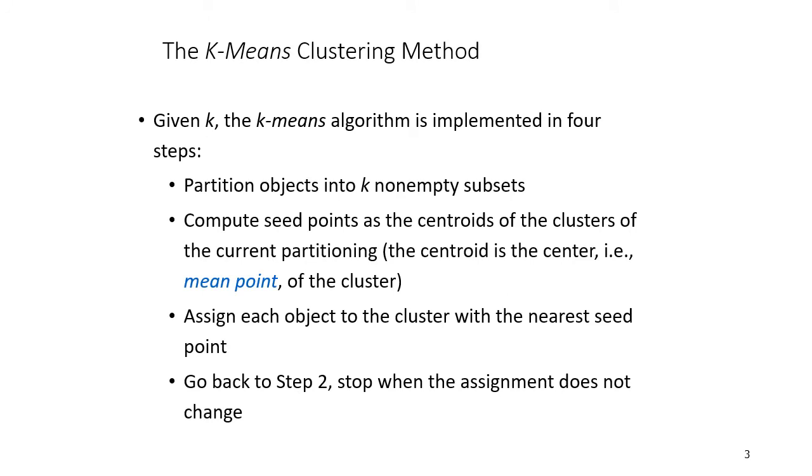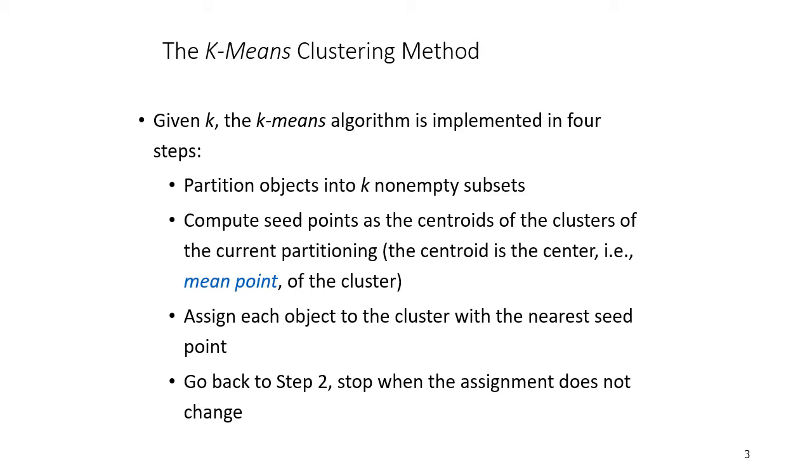Now we talk about the k-means clustering algorithm. For k-means, the value of k is given, and k refers to the number of clusters. Our algorithm is implemented in 4 steps. First, we partition objects into k non-empty subsets. Then we compute seed points as the centroid of the clusters of the current partitioning, and we refer to them as the mean points.